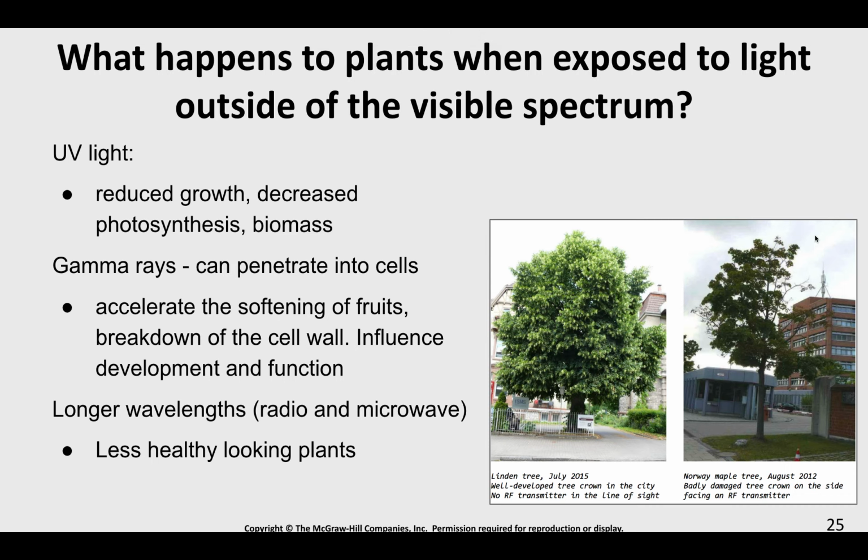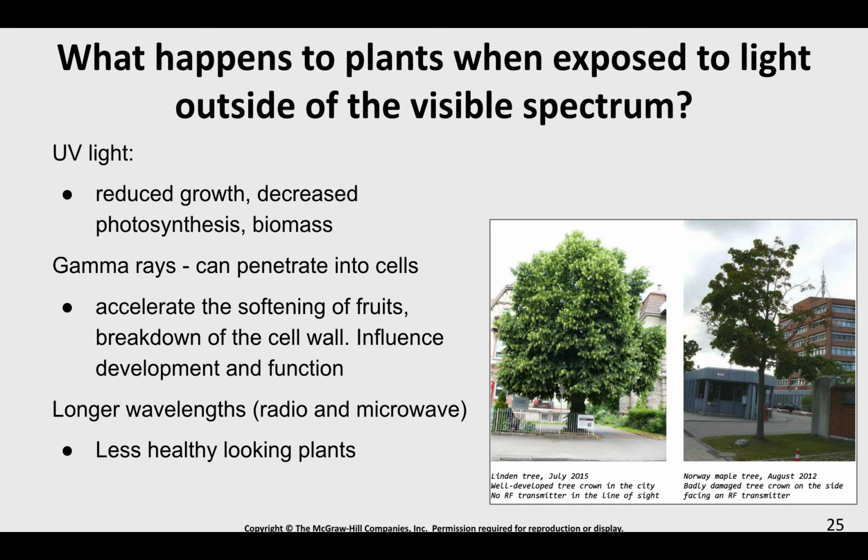All right, so let's continue our discussion on light here. And like I said, we're going to reserve photosynthesis for tomorrow because it's a lot. But we're going to talk about other ways plants use light. One of the common questions I get asked is, we know plants use visible light, but what happens if they're exposed to light outside of the visible spectrum? Well, we do and we don't know what happens. There are some studies, and it's still an ongoing area of research.